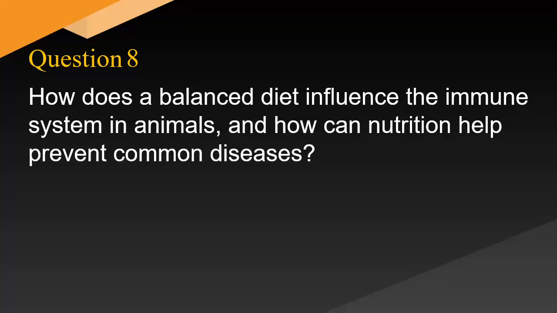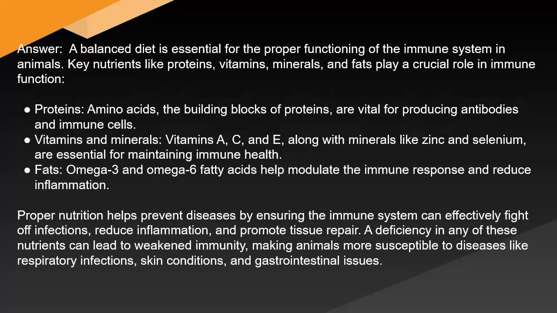How does a balanced diet influence the immune system in animals, and how can nutrition help prevent common diseases? Answer: a balanced diet is essential for the proper functioning of the immune system in animals. Key nutrients like proteins, vitamins, minerals, and fats play a crucial role in immune function. Proteins: amino acids, the building blocks of proteins, are vital for producing antibodies and immune cells.